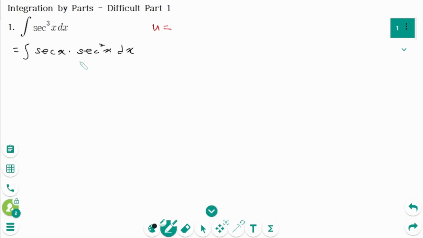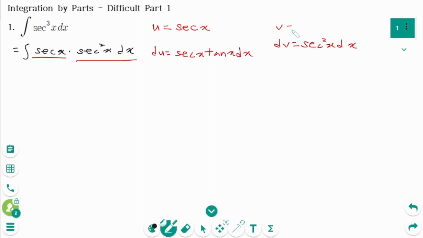Let u equal secant x, then dv equal secant squared x dx. Because secant x is easy to differentiate and secant squared x is easy to integrate, then du equals secant x tangent x dx. Then v equals tangent x.